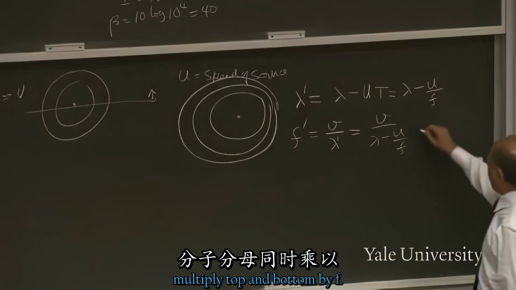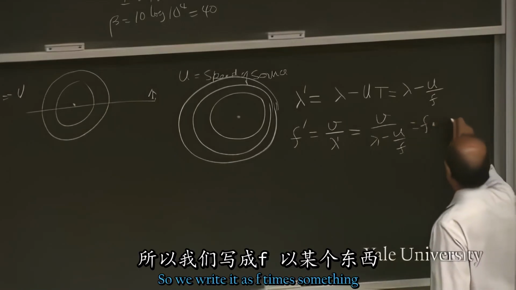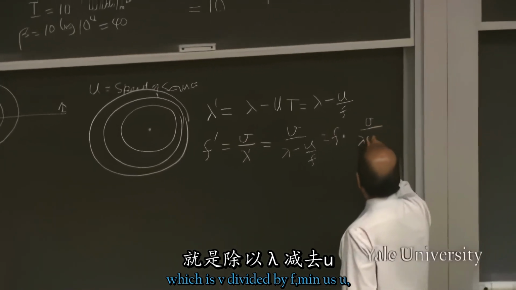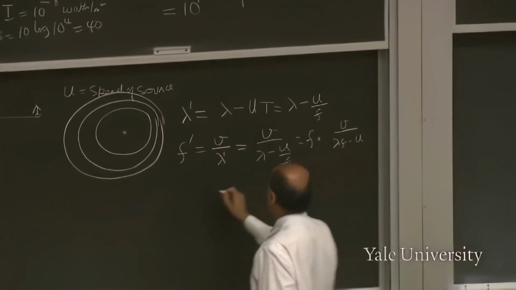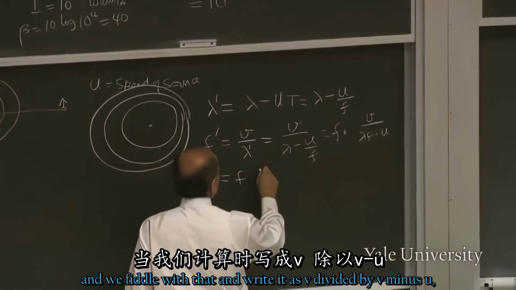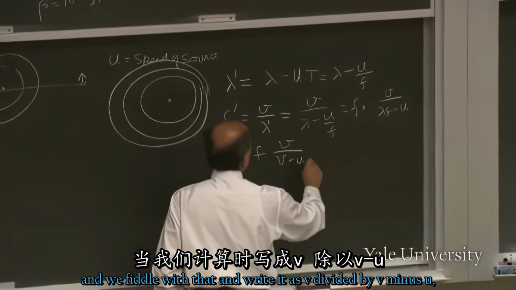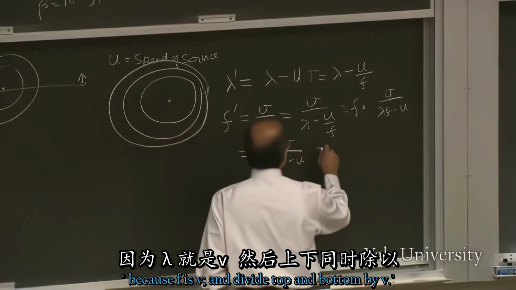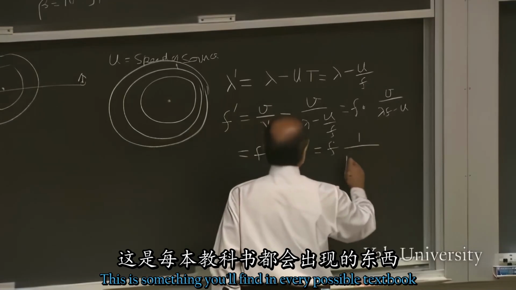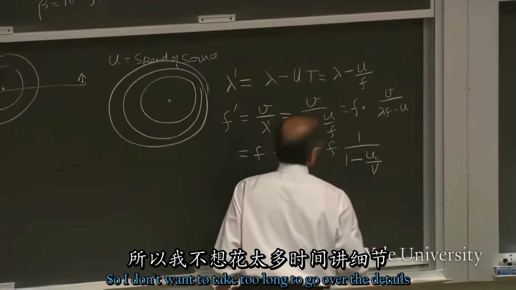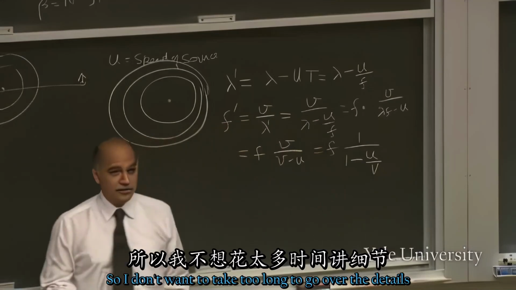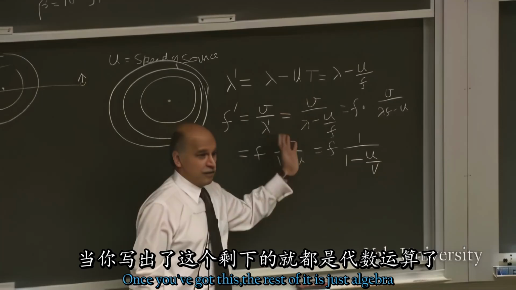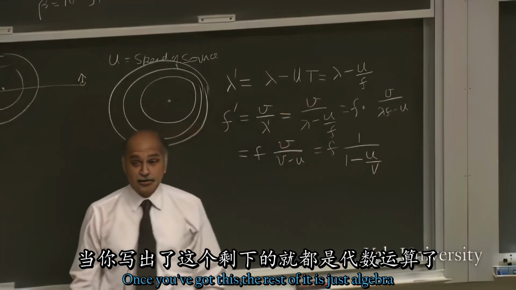Multiply top and bottom by f. So we write it as f times something, which is v divided by lambda f minus u. And we fiddle with that and write it as v divided by v minus u, because lambda f is v, and divide top and bottom by v. This is something you'll find in every possible textbook, so I don't want to take too long to go over the details. The main trick is in writing this equation. Once you've got this, the rest of it is just algebra.